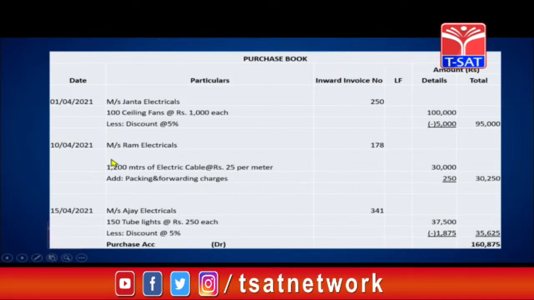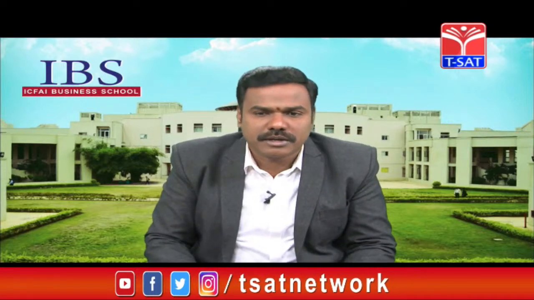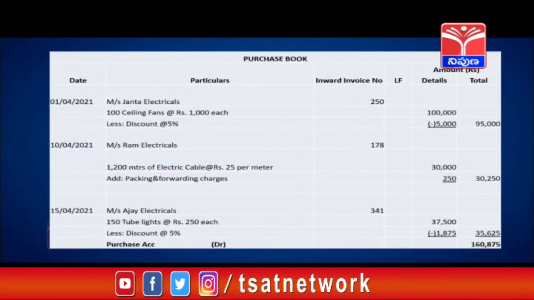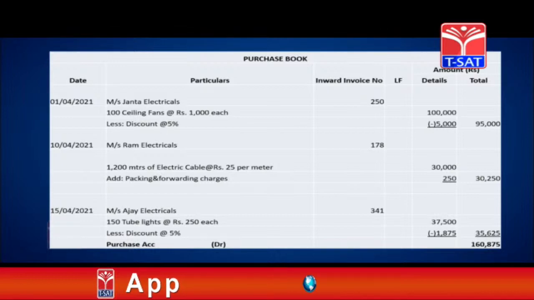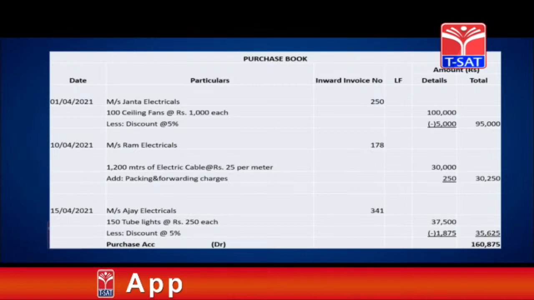You can see one more example here. So the goods purchased from ROM Electronics. Here he has purchased 1200 meters of electric cable at the rate of 25 rupees per meter. So by adding packing and forwarding charges, the total amount comes to 30,250 rupees. You can see one more example here. You purchase goods from Ajay Electronics, 150 tube lights at the rate of 250 each, and you also got a discount of 5%. The discount comes to 1,875, that is deducted from the gross amount, and net amount is 35,625.